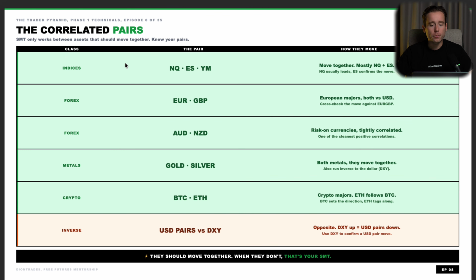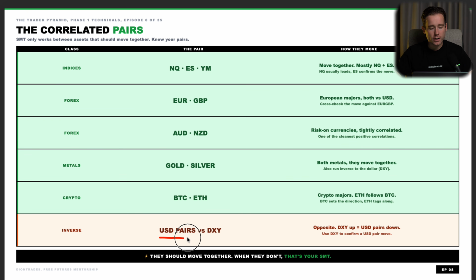And there are more correlated pairs than just NASDAQ, ES, and YM. SMT only works between assets that should move together. For the indices, NASDAQ, ES. For Forex, you have Euro and GBP, so that means Euro dollar and GBP US dollar. AUD and NZD, gold and silver, Bitcoin and Ethereum.